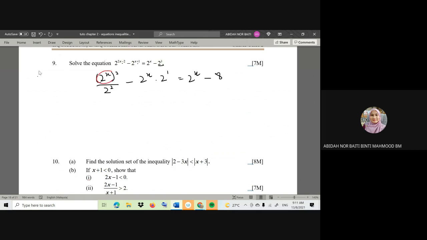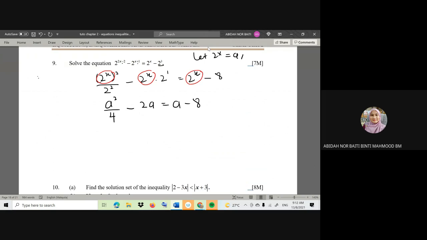So here we have 2 power x, 2 power of x, 2 power of x. So ada 3 tu boleh ganti. Buat gantian. Let 2 power of x equal to a, ya. So a squared over 4 kan, minus 2a equal a minus 8. Okay, boleh ya? And then we rearrange.